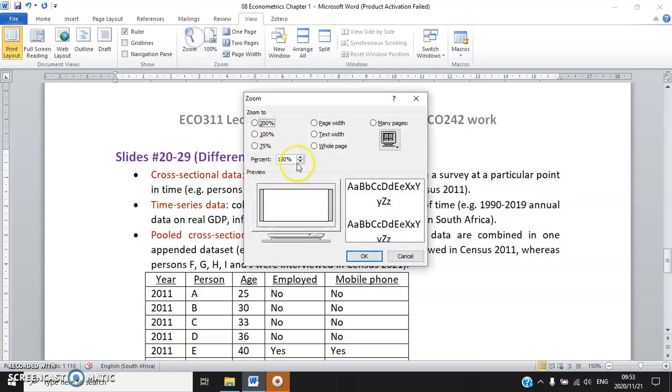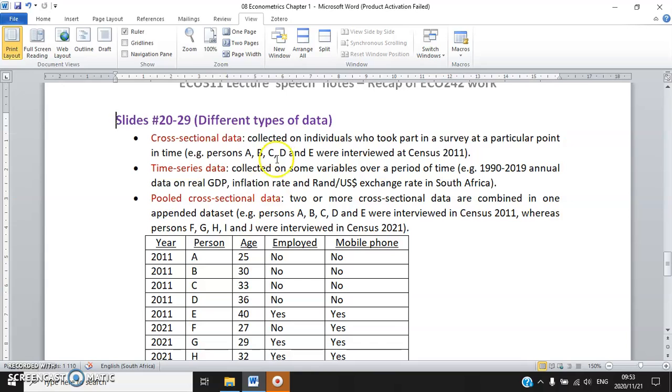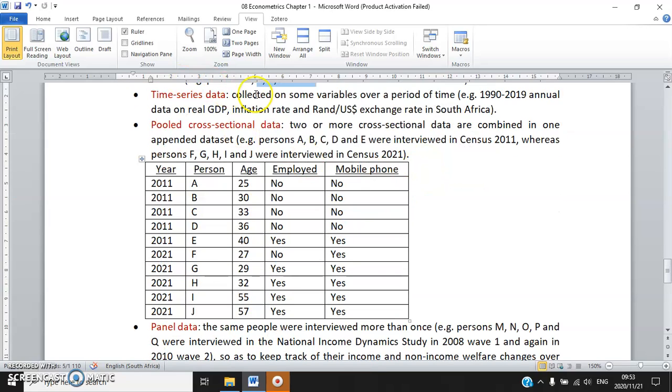Slide 20 to 29. Okay, different types of data. Okay, cross-sectional data, 4 types of data. Cross-sectional data means data collected on individuals who took part in a survey at a particular point in time, such as these 5 people, A, B, C, D, and E. They were interviewed in census 2011. So that's cross-sectional data.